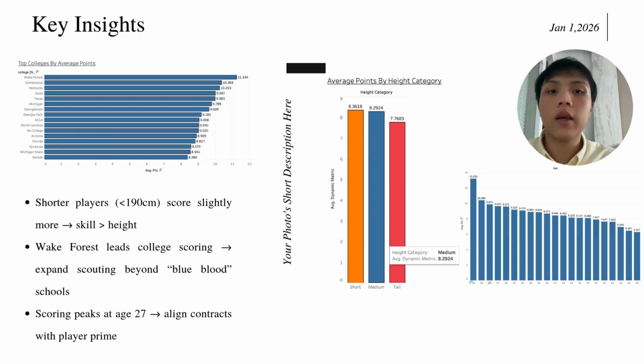Second, Wake Forest produces the highest scoring players on average, even outperforming traditional strong programs like Duke and Kentucky. This suggests that teams should expand scouting beyond the well-known powerhouses to identify talent in less traditional pipelines. Finally, players typically reach their scoring peak at age of 27. This insight allows front offices to align contract offers with player prime years, maximizing performance and minimizing financial risk. These insights collectively provide actionable guidance for scouting, drafting, and contract planning decisions.